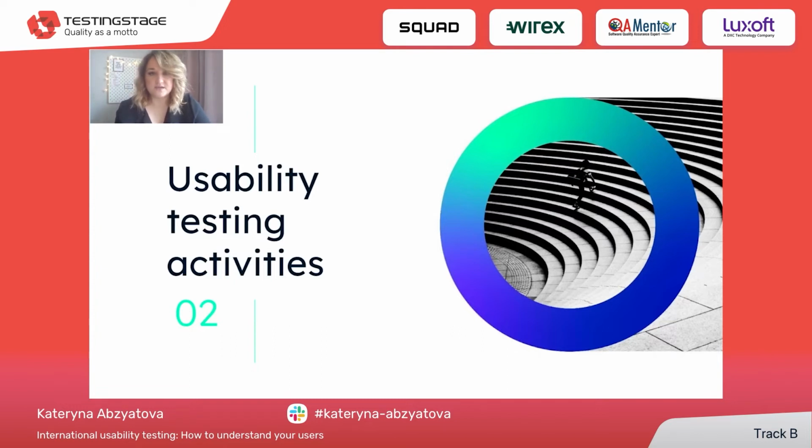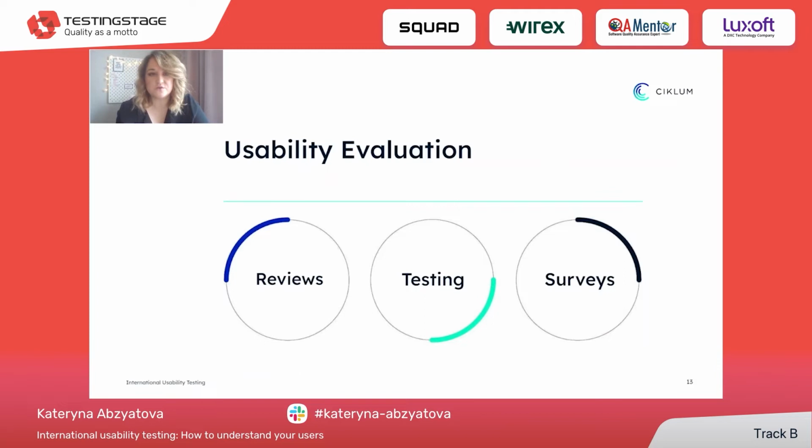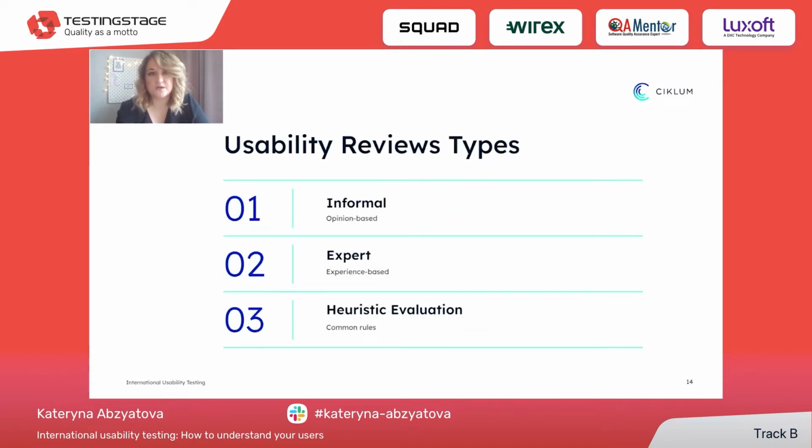Usability testing activities, we will discuss what techniques are usually used to conduct this. For usability evaluation, we usually use reviews, testing, and surveys, like 3 options. And for usability reviews, we have 3 types. The first one is informal. It's more opinion based. We can involve some people to make them do a task, we can observe. It can even be our personal experience. We use some common sense. We just observe their behavior.